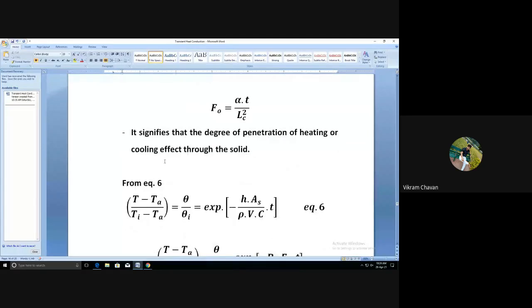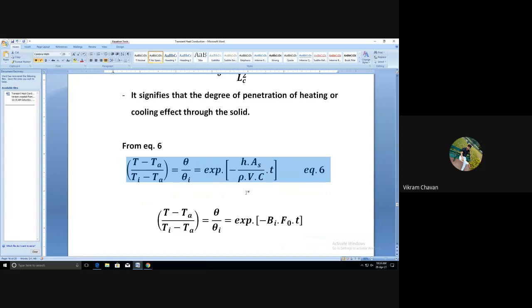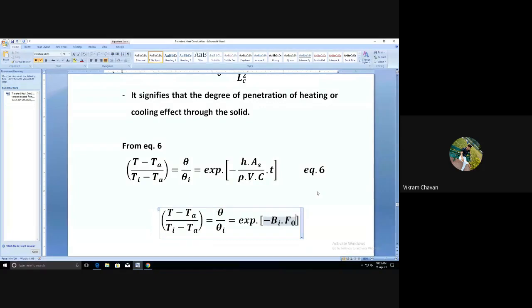So further, our equation number 6 can be modified. Equation number 6 is T minus Ta divided by Ti minus Ta is equal to theta divided by theta i. So initial temperature difference is nothing but Ti minus Ta, which is denoted by theta i, and instantaneous temperature difference, that is nothing but T minus Ta, which is denoted by theta, will be equal to exponential of minus h multiplied by As divided by rho Vc multiplied by t. Now instead of this particular square bracket, we can write Biot number multiplied by Fourier number.